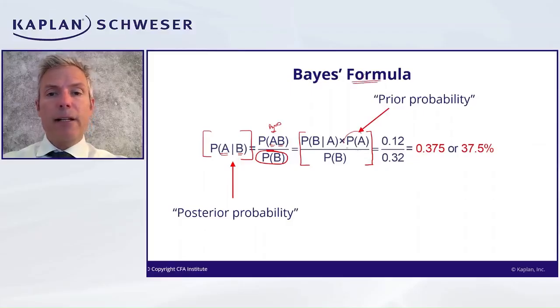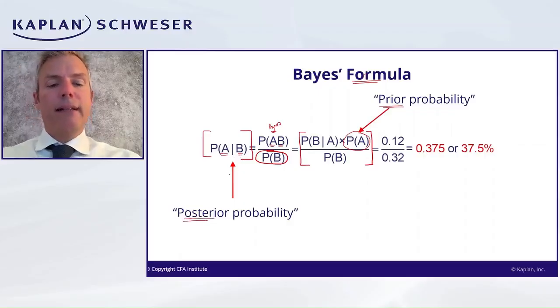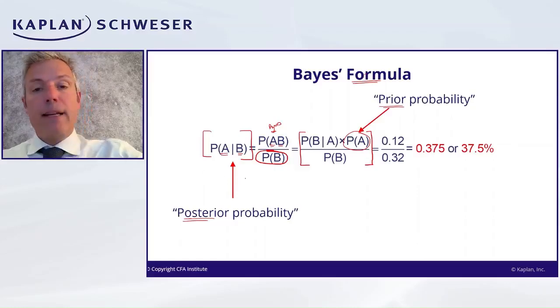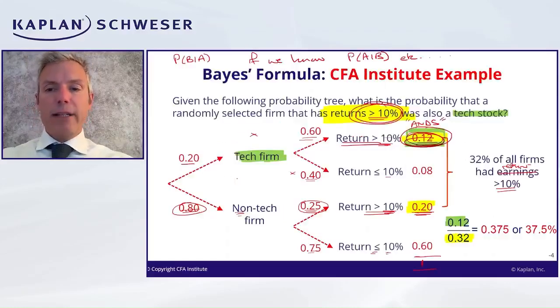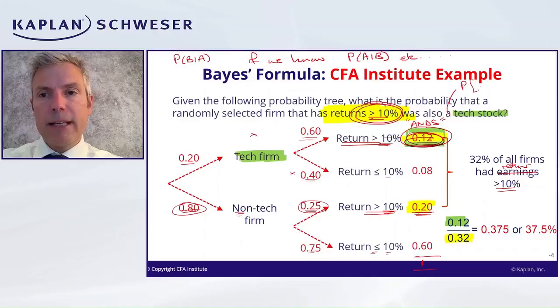The unconditional probability of A, what we think without any information about B, is called the prior probability. Once we know B's happened, we update those probabilities with what's called a posterior probability, the probability of A given B. And of course, if A is conditional or dependent upon B, then the probability will change. Now we know using trees that the answer to our question, given returns are greater than 10%, is the probability that we're looking at a tech stock. That's what we've calculated.